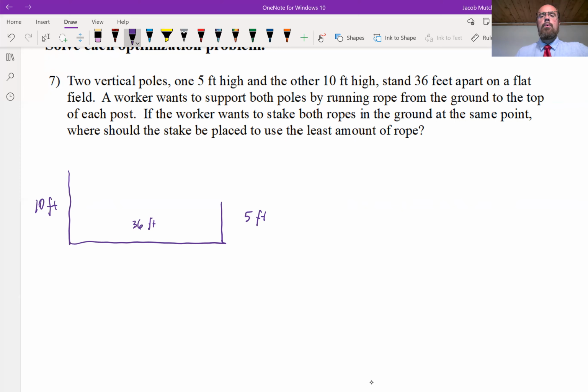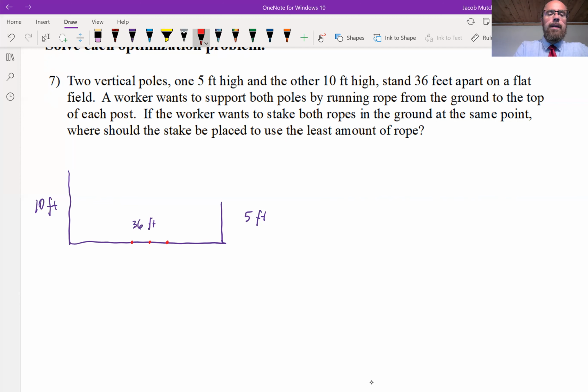A worker wants to support both poles by running rope from the ground to the top of each post. It's a good idea. It would work as a kind of anchor. If the worker wants to stake both ropes in the ground at the same point, where should the stake be placed to use the least amount of rope? So we're going to have to locate where this pair of ropes need to be tied here in between the 2 poles to say which point would give me the least amount of rope.